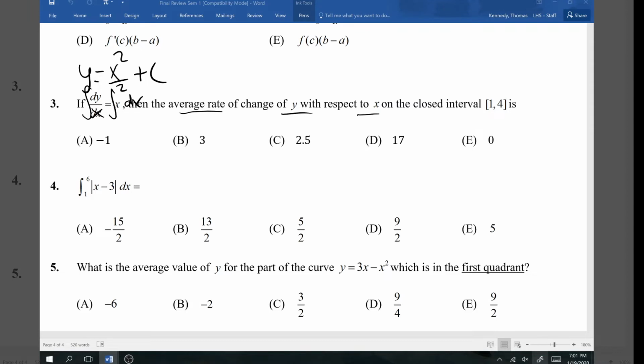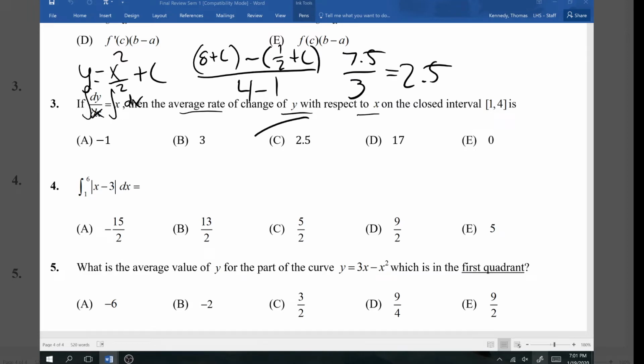And then all you had to do was do y2 minus y1 over x2 minus x1. So like y with 4 plugged in minus y with 1 plugged in. So if I plug 4 into this, I get 8 plus c. And if I plug 1 in, I get 1/2 plus c. All over x2 minus x1, which is just 4 minus 1. You might notice the plus c's cancel out, so you didn't even really need that piece. And you just get 7.5 over 3, which is 2.5, and is the answer to that one.